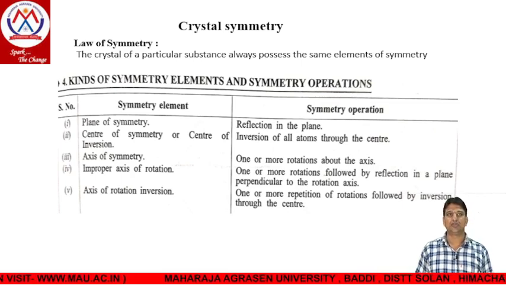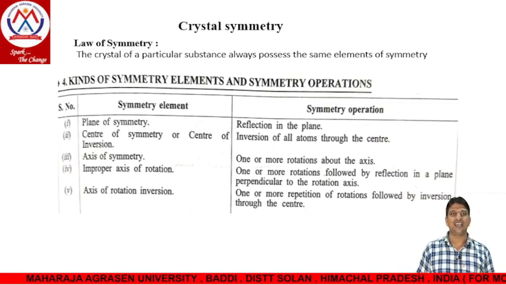Before discussing crystal symmetry, there are a few terms related to it, or symmetry elements. First is plane of symmetry, and second is center of symmetry. Their corresponding symmetry operations are, in the first case, reflection in a plane; in the second case, inversion of all atoms through the center; in the third case, axis of symmetry, one or more rotations about the axis; then improper axis of rotation, one or more rotations followed by reflection in a plane perpendicular to the rotation axis; and then axis of inversion, one or more repetitions of the rotation followed by inversion through the center.